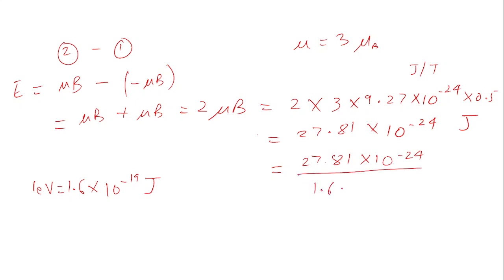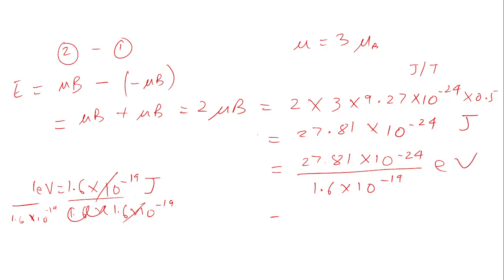When I divide this by 1.6 times 10 to the power minus 19, I hope it's clear, it will become 1 joule. So 1 joule will be 1 over 1.6 times 10 to the power minus 19. I hope you can understand how we get this. 1 joule will be equal to 1 divided by 1.6 times 10 to the power minus 19 electron volt. So that is what I am doing to convert joule into electron volt.